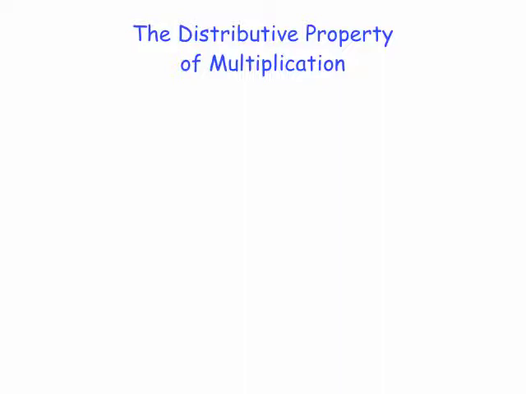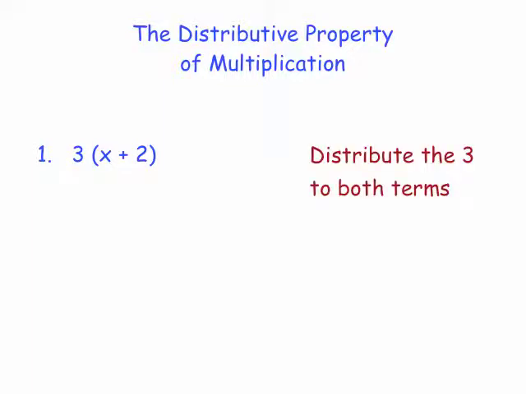The distributive property of multiplication. Let's do a little bit of review. If I have 3 times the quantity x plus 2, I have to distribute the 3 to both terms. So I have 3 times x plus 3 times 2, or 3x plus 6.